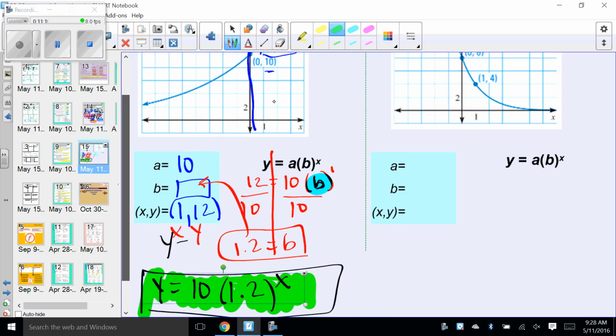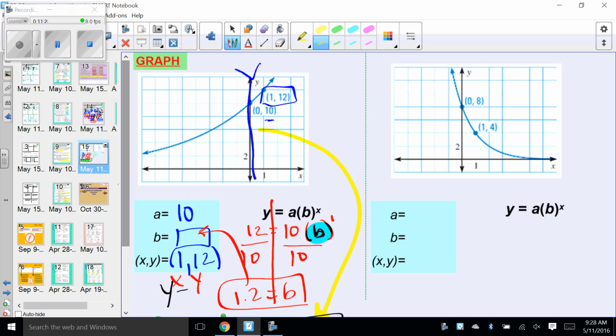So we were given a graph, and we were asked to write an equation from the graph. All right, we're going to do that again over here. Again, if I'm going too fast, go ahead and pause that video. We're given a graph, and we're asked to write an equation for the graph. As we start to solve, our starting amount is 8. We don't know the b value. And the data point I'm going to use is 1, 4. So we're going to use 1, 4 there.